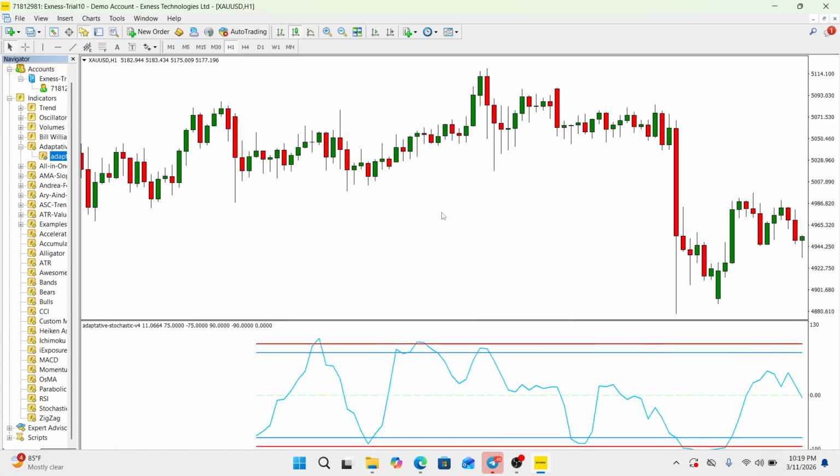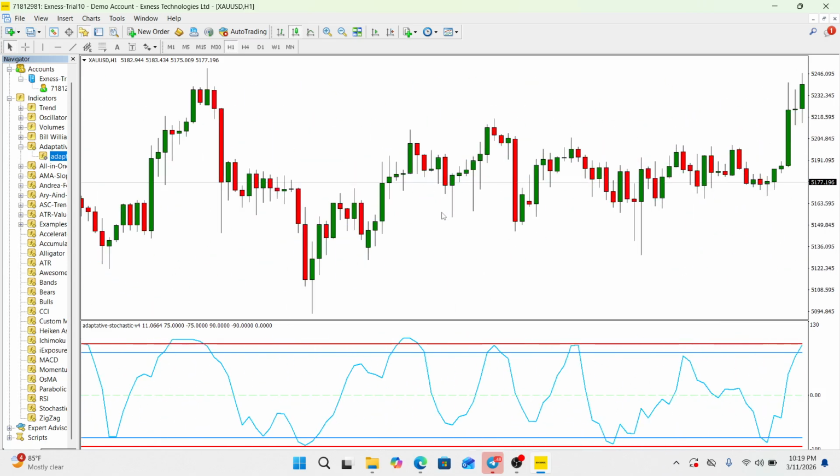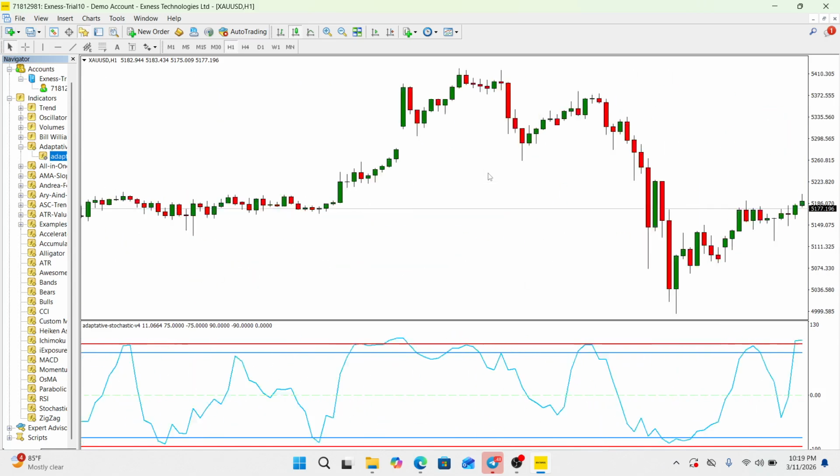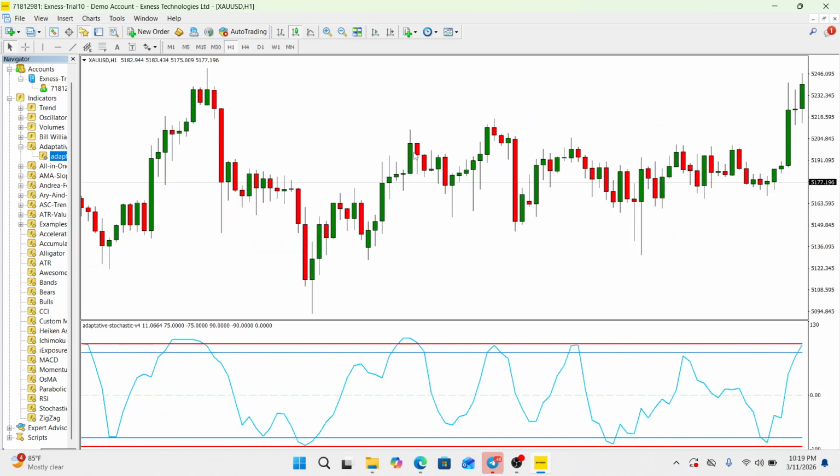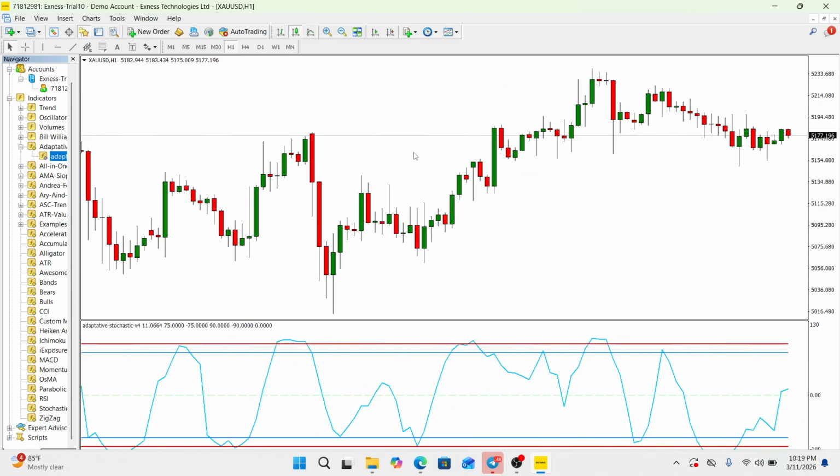As for who this indicator is for, the adaptive stochastic indicator is suited to traders who already like stochastic signals but want an oscillator that automatically adjusts to changing volatility conditions. It is a visual momentum tool only, does not execute trades, and as with any oscillator, it can still give false signals in strong trends or choppy markets, so it should be combined with structure, context, and risk management.